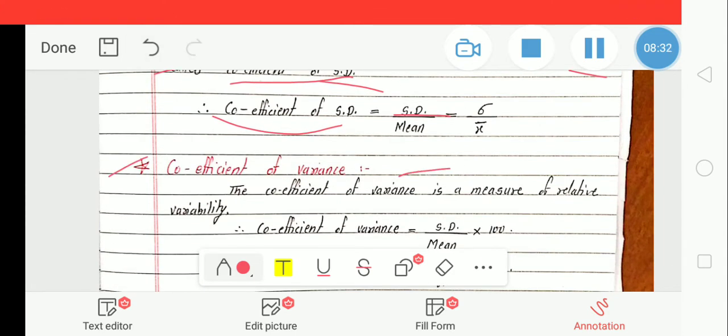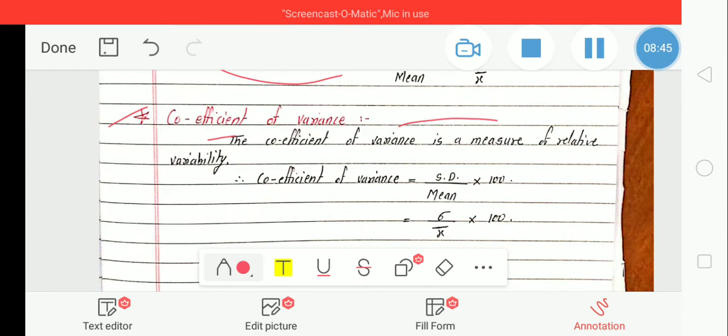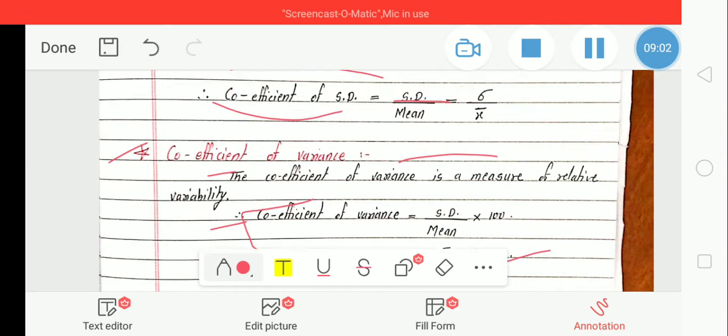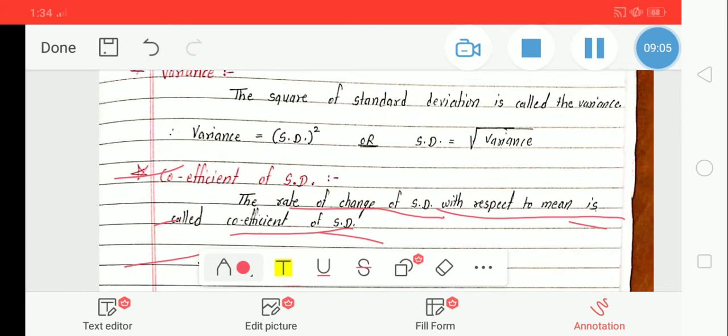Now, the coefficient of variance. The coefficient of variance is a measure of relative variability. Coefficient of variance is equal to standard deviation divided by mean multiplied by 100, meaning sigma divided by x bar multiplied by 100. That is the coefficient of variance, and this is the coefficient of standard deviation. And variance means the square of standard deviation.